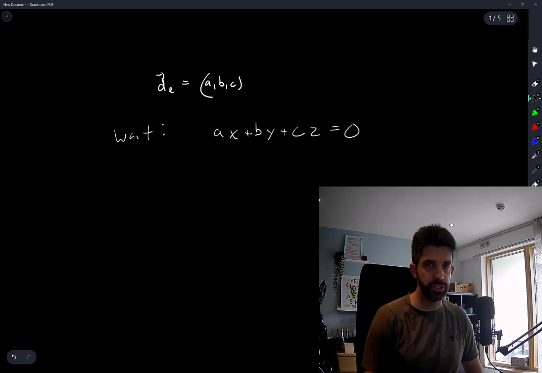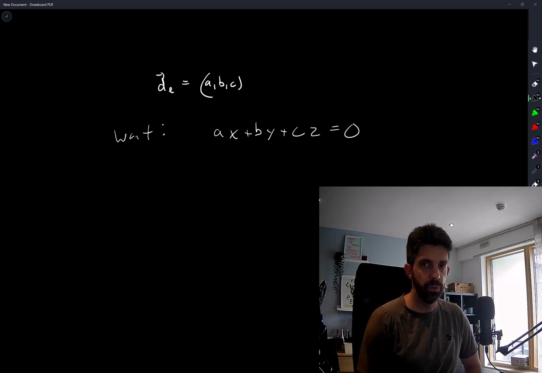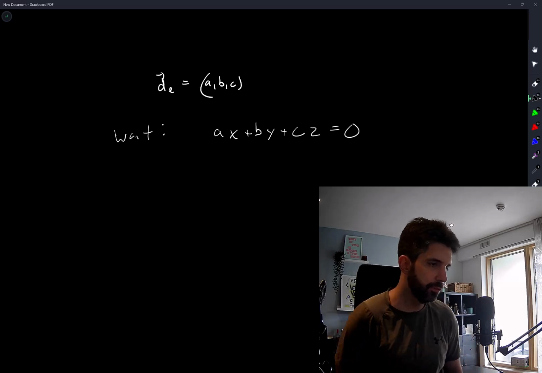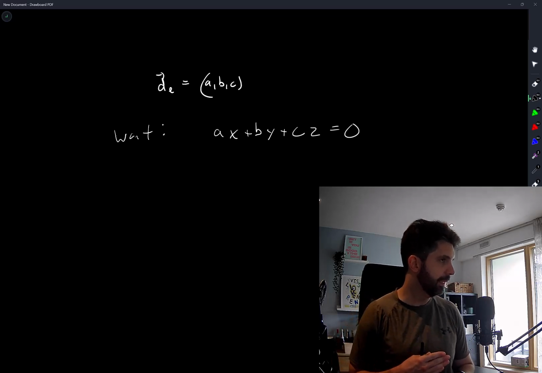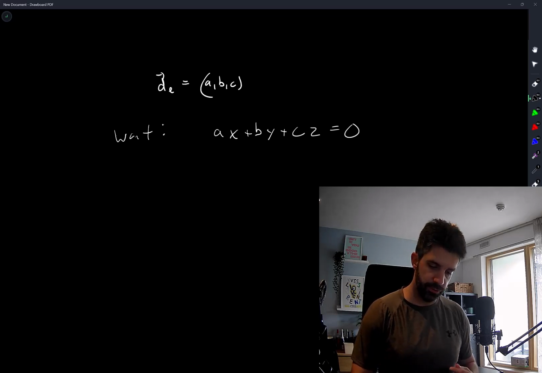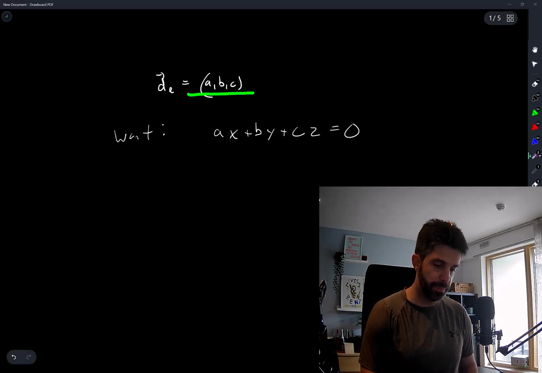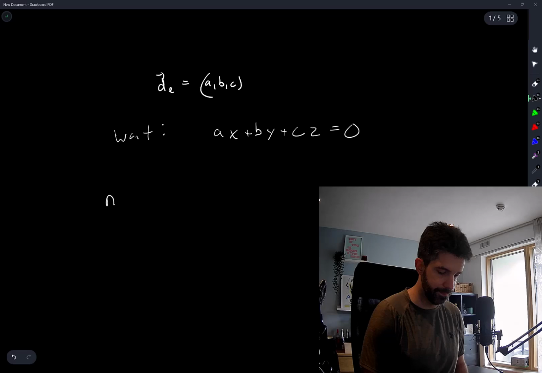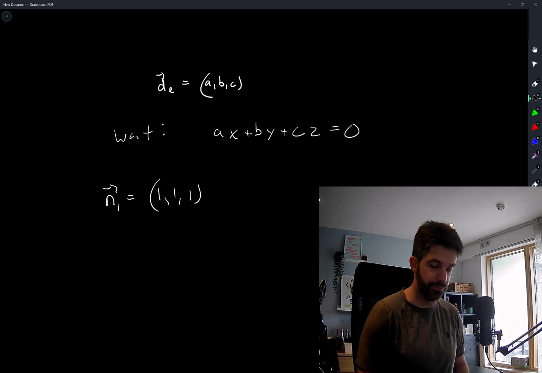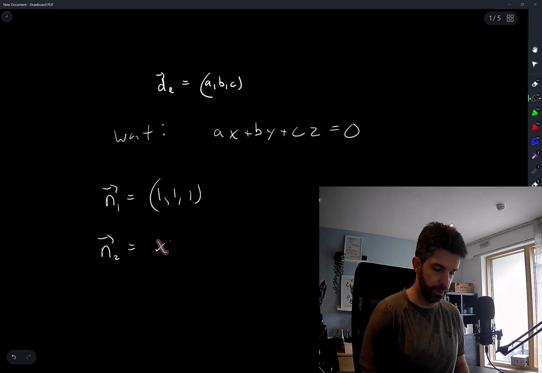So how do I find the direction of L? Well, L is the line which is the intersection of two other planes. If I have two planes that intersect, this vector is going to be perpendicular to both normals. So let's say n1 is equal to (1, 1, 1), that's a normal vector of the first plane, and n2 is equal to (1, negative 1, 1).